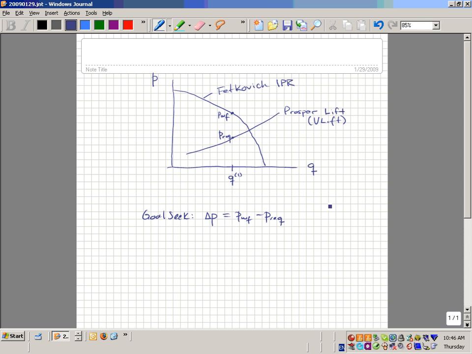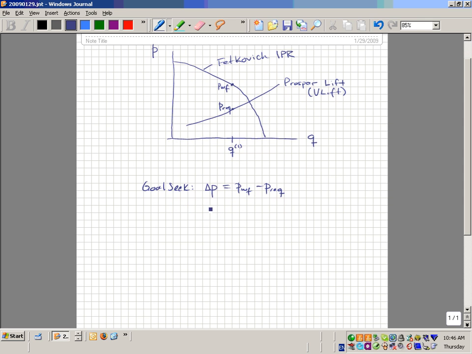Okay, and it knows that delta P is what we want to drive to 0. Delta P is a function of rate because both of these are a function of rate. Okay?